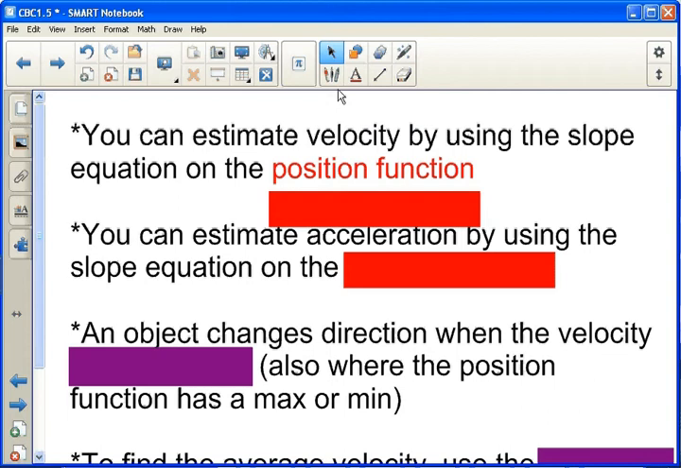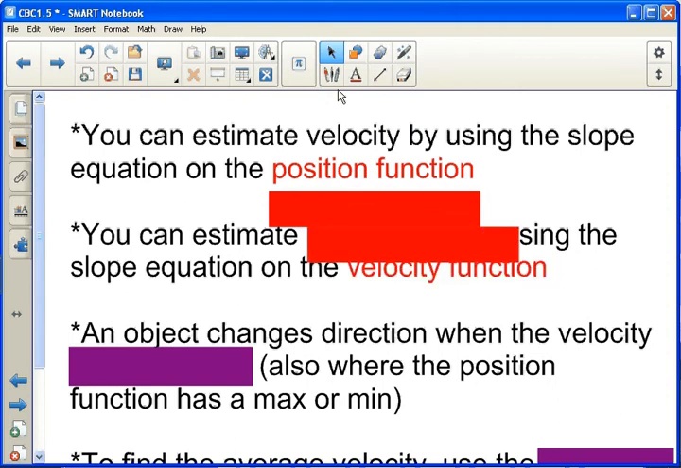At that time they may ask you to estimate the velocity, and the way to do that is to use the slope equation on the position function. Because if you remember, slope is the derivative, and when we use the slope equation we're finding the average over that period of time. So that's the best way to estimate velocity. In the same way, you can estimate acceleration by using the slope equation on the velocity function. So those two work the same way.